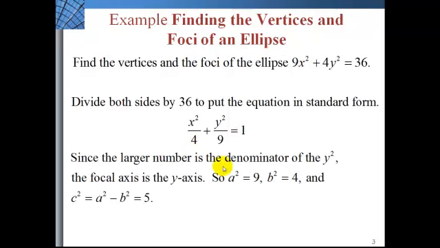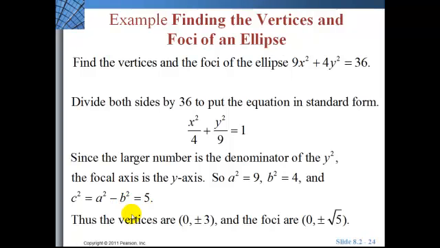Since the larger number is the denominator of the y squared, the focal axis is the y-axis. So a squared will be 9, b squared is 4, and c squared will be equal to a squared minus b squared, or 5. So from this, the vertices will be 0, plus and minus 3, and the foci are 0 and plus and minus the square root of 5. C squared was 5, so c is the square root of 5.